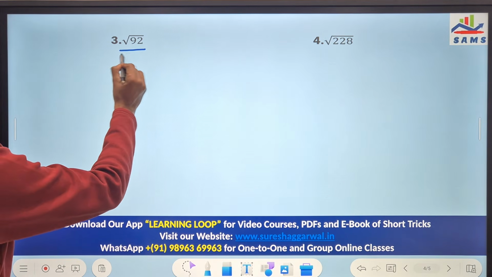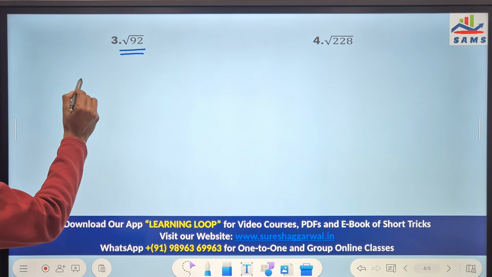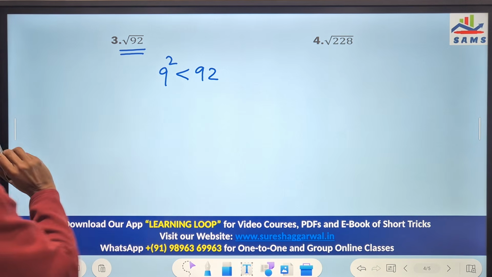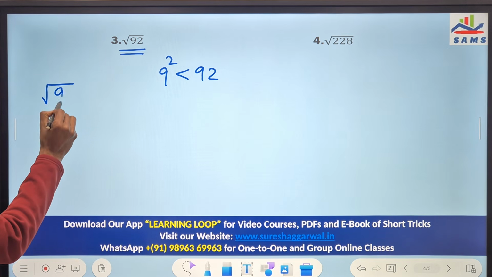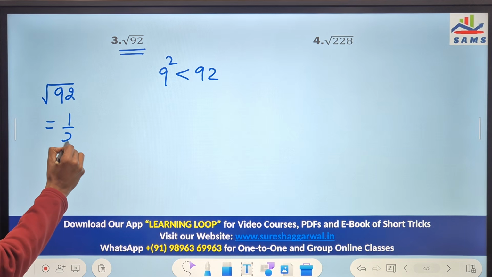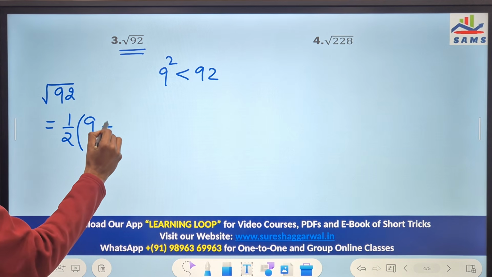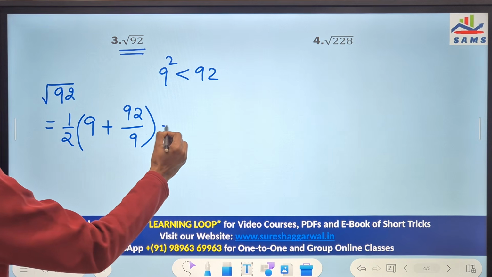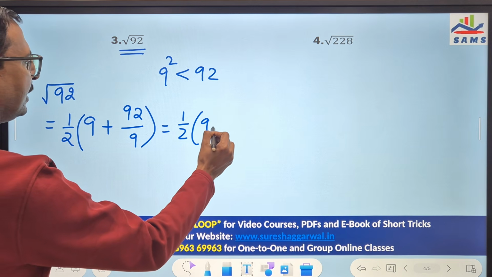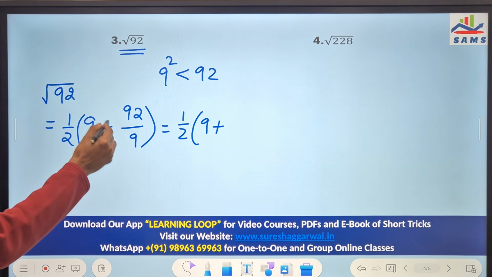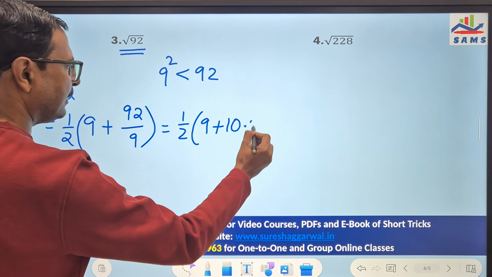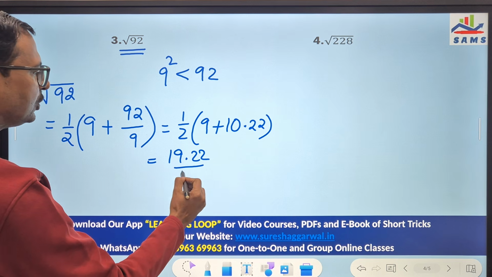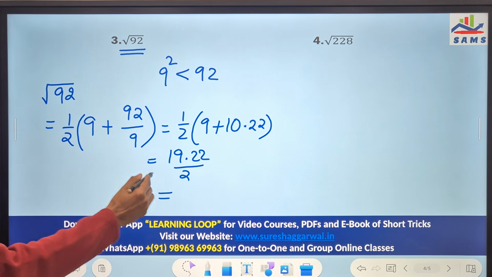Here we have the square root of 92. So 92 is very close to 9 square, which is 81. So when I do the square root of 92, I will write half of 9, this number, plus 92, the original number, divided by 9. So this will give me half of 9 plus this will be 10.22. So 10.22, and this gets me 19.22 divided by 2.